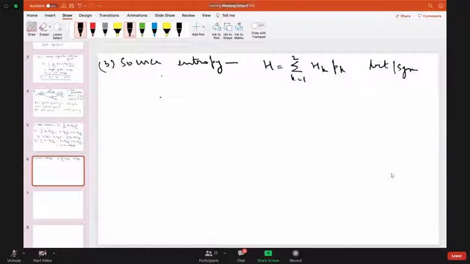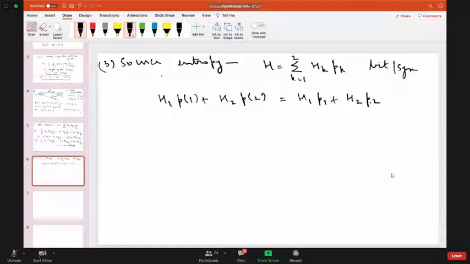So in our case, it will be H1 into P1 plus H2 into P2, or you can write it in subscript form. You can evaluate this value. This is basically 2 times the probability, which was 1 by 2, plus 0.918. It so happens that even this value comes out to be 0.918 bits per symbol.